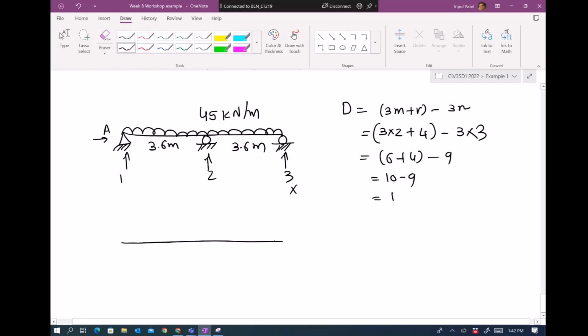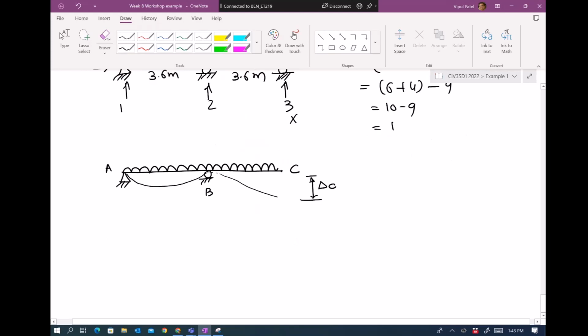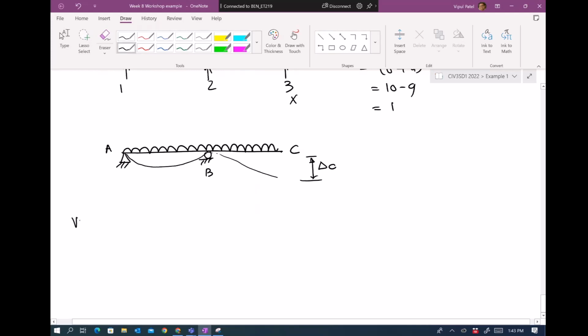Right, so let's say this is point A, point B, and I remove that point C. This is my primary structure. And when I draw this primary structure, you might have this kind of deflection. Let's say this is delta C. Right, so for that case, we can use the virtual work method to find the delta C.